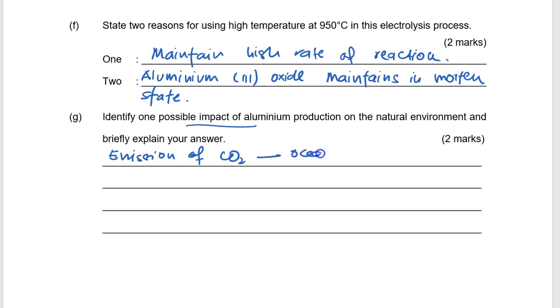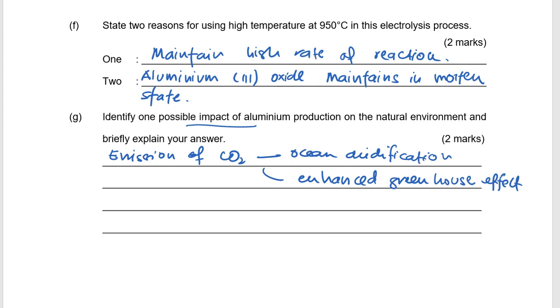You can say the usual things that you have already learned. You can say ocean acidification. You can say enhanced greenhouse effect. Okay, or you can also write anything else that was written in the marking key. Okay, but this was the usual answer, which is correct. Okay, but please don't say CO2 produces acid rain. No, it does not. Okay, and that's it. Question 37.